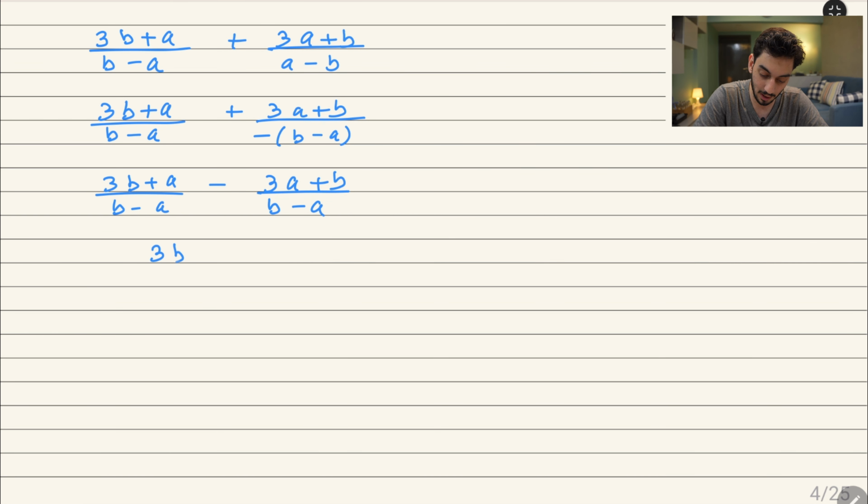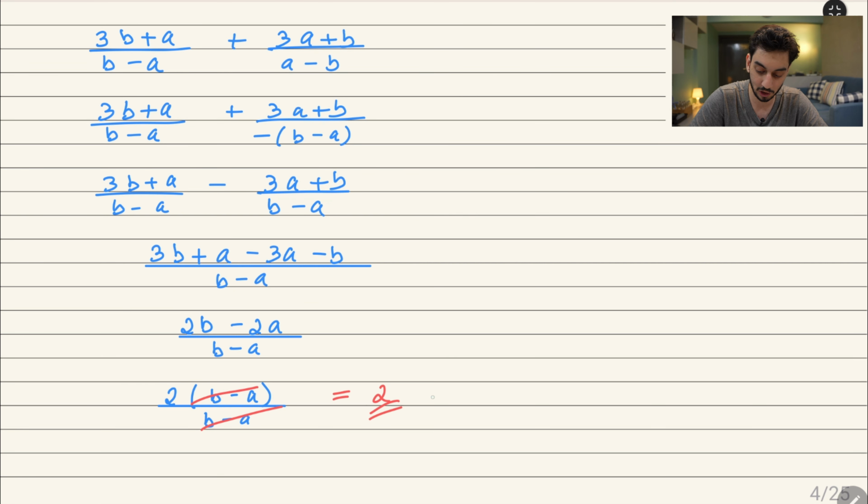So it becomes 3b plus a, and then the minus sign goes to both of them, so it is minus 3a minus b upon b minus a. Okay, now 3b minus the b at the end becomes 2b. A minus 3a is negative 2a, and in the denominator I have b minus a. I can factor out a 2 from the numerator, I'd be left with b minus a, and the denominator also has a b minus a. We can just cancel out both of these, and my final answer is just 2.